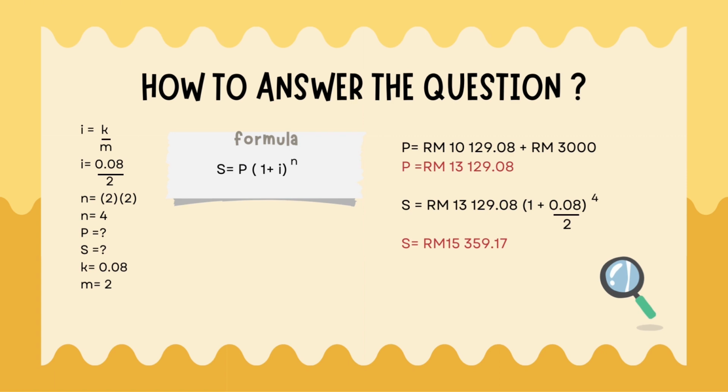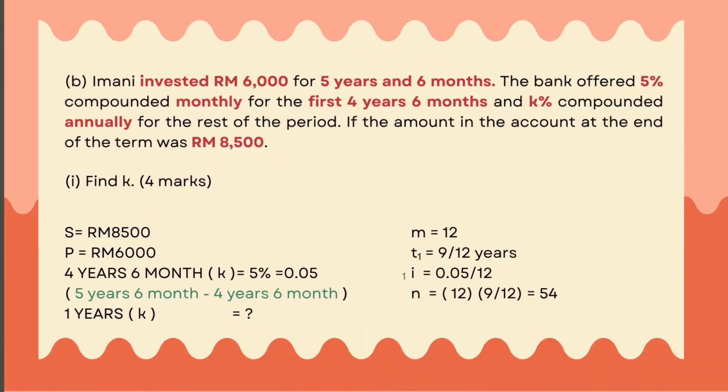So that's the answer. Now for part b, Imani invested 6,000 for 5 years and 6 months. The bank offered 5% compounded monthly for the first 4 years 6 months and k% compounded annually for the rest of the period. If the amount in the account at the end of the term was 8,500, we need to find k. So in the question, we need to list down the keywords given. S equal to 8,500, P equal to 6,000.